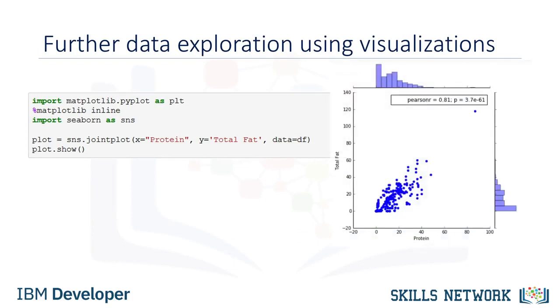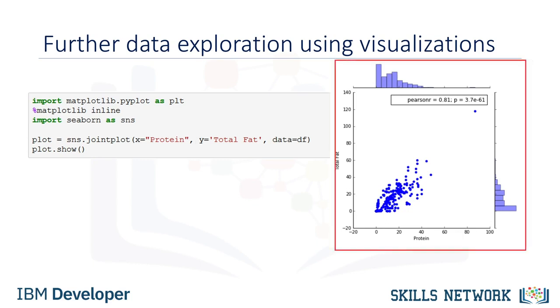Let's first create a scatter plot with protein on the x-axis and total fat on the y-axis. Scatter plots are very popular visualization tools and show the relationship between two variables with a point for each observation. To do this, we can use the jointplot function provided by the Seaborn package and give as input protein on the x-axis and total fat on the y-axis. And the data will be the data frame DF that contains the nutritional data set from McDonald's. The output scatter plot is shown on the right side.